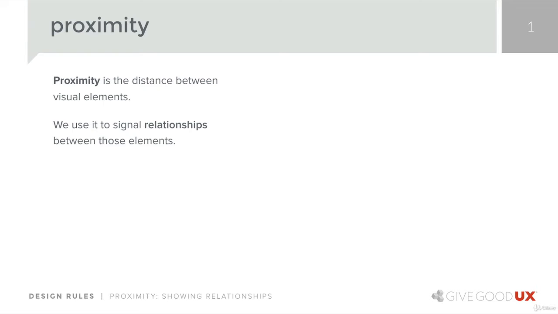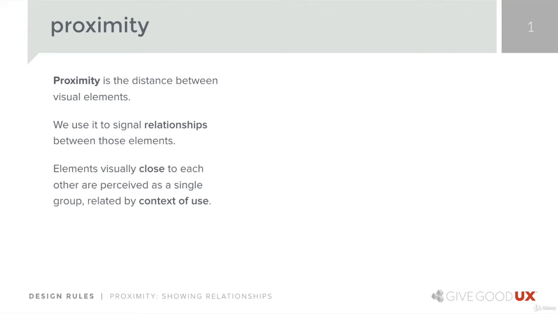Relationships. That is what user interface design is about. Creating relationships, establishing meaning. Elements that are visually close to each other are perceived as a single group. They're related by context of use. So if we see circles that are grouped like this, they're all visually close to each other. The amount of negative space between them is exactly the same. Their proximity to one another, in other words, is exactly the same.